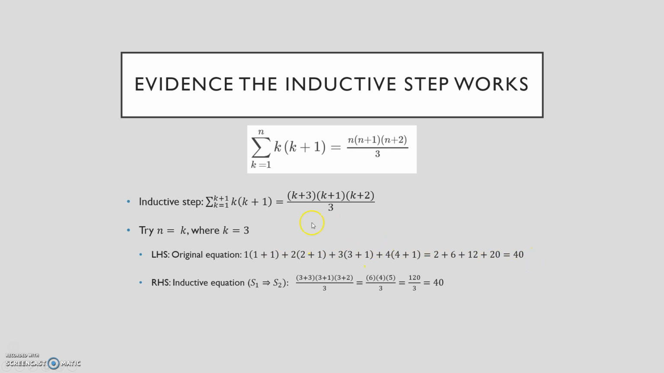And on the right hand side, you just plug in 3 as well, and you have 3 plus 3, 3 plus 1, 3 times 2, which is 6, 4, and 5. And you multiply those out and you get 120 divided by 3, and that's also 40. So now this shows that this equation does indeed work.